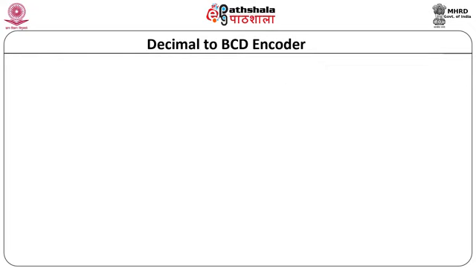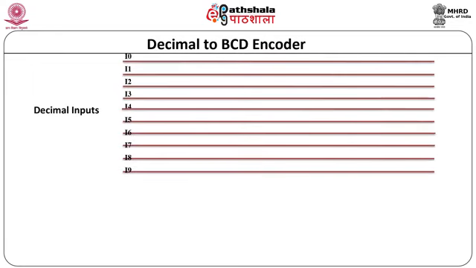Decimal to BCD encoder contains 10 inputs and 4 outputs. From these Boolean expressions, the decimal to BCD encoder can be implemented by using 4 OR gates.